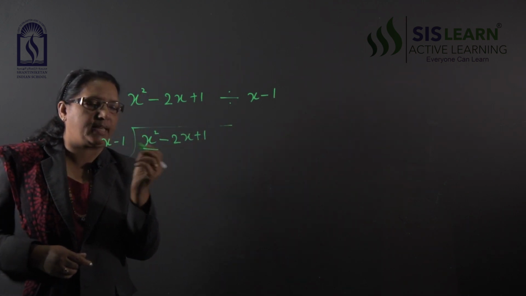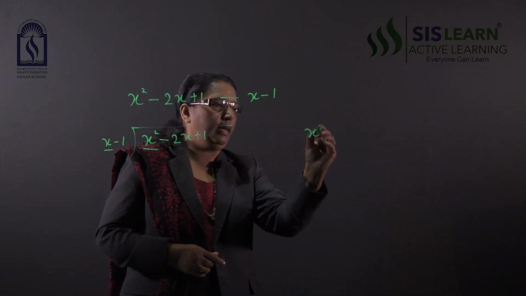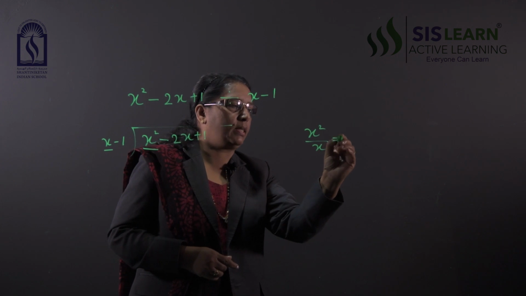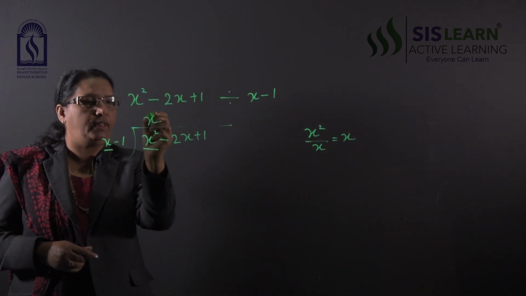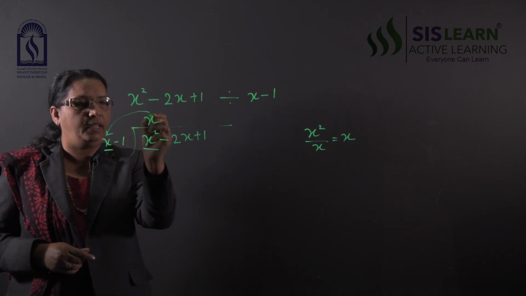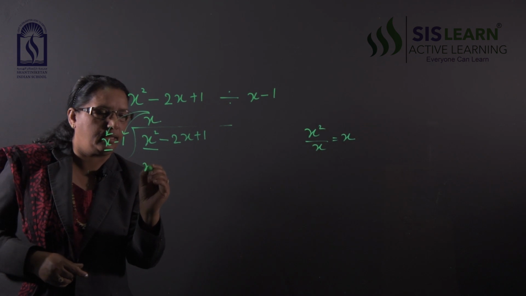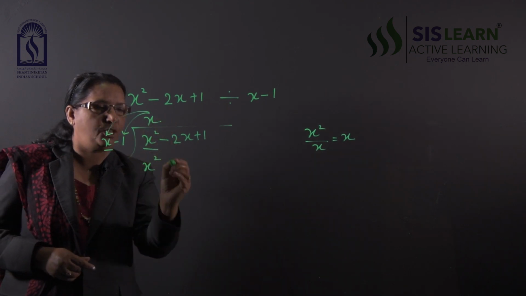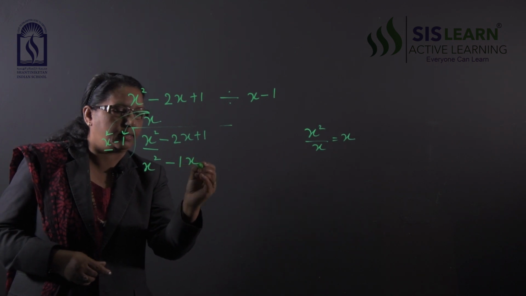Here the first term is x square and here the first term is x. Here x square by x is equal to x. We write the quotient x. Now with this x we multiply each term of the divisor. X into x is x square. X into minus 1 is minus 1x.